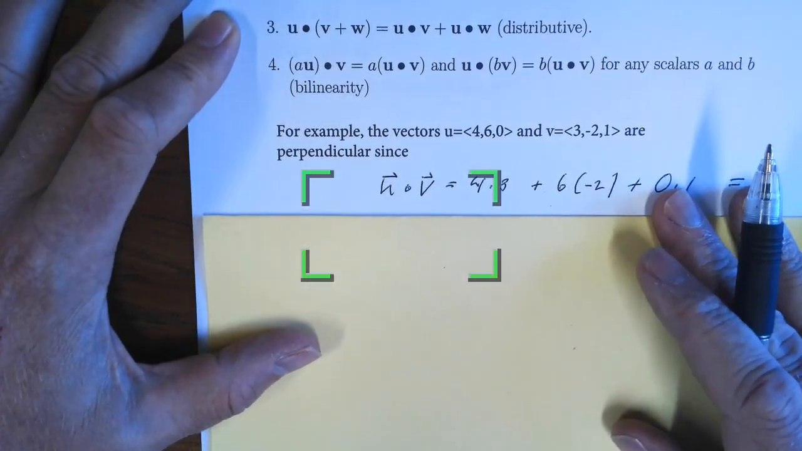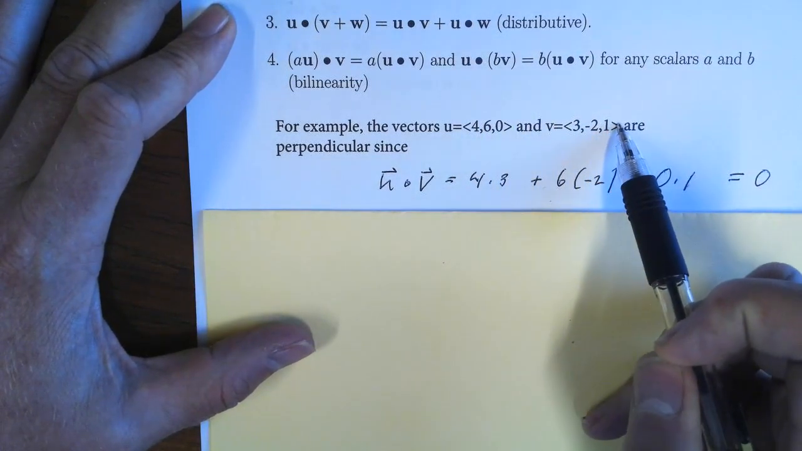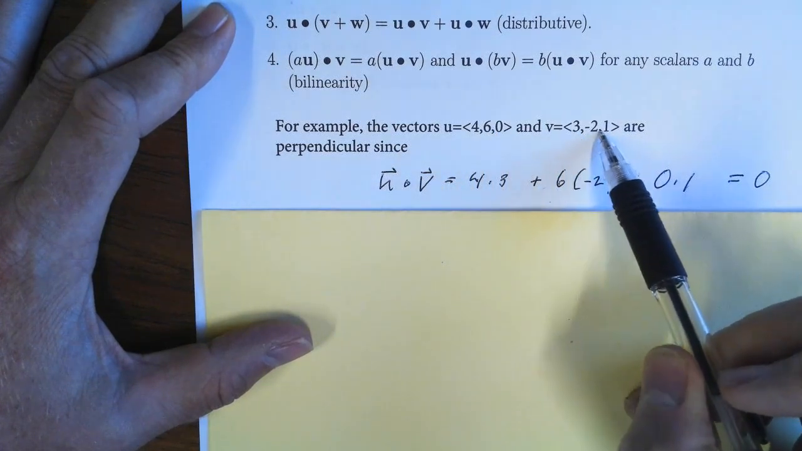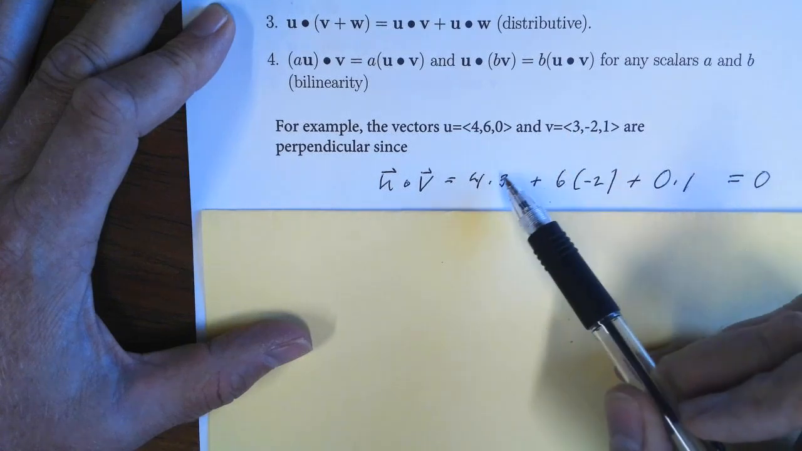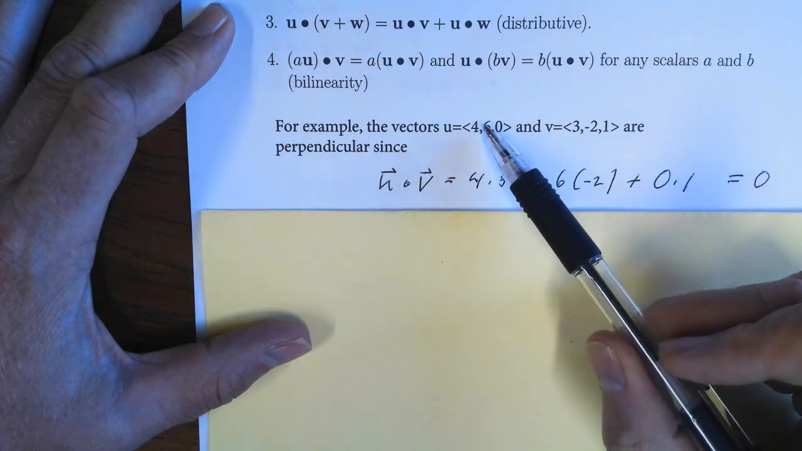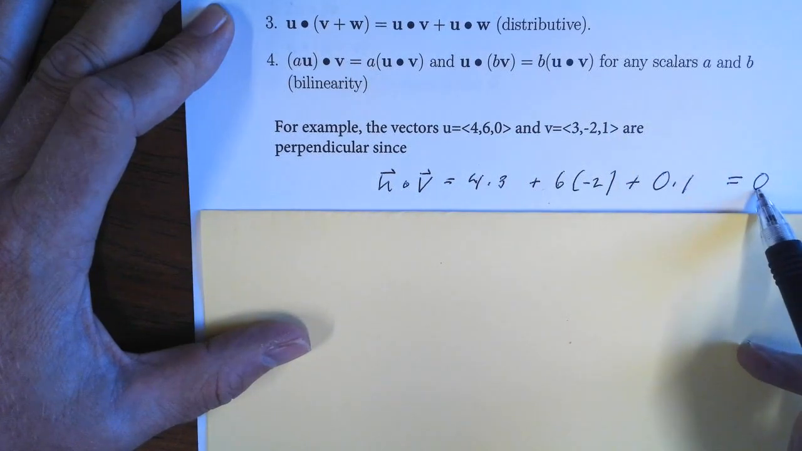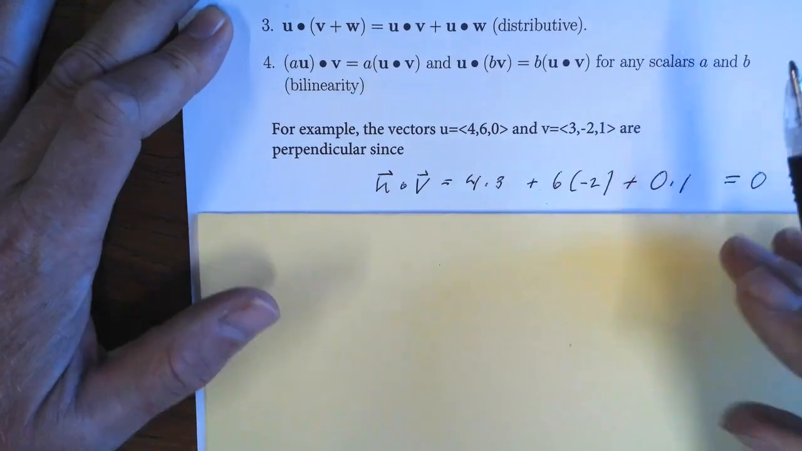So taking a look at a couple examples, suppose we look at the vectors 4, 6, 0, and 3, negative 2, 1. If I want to compute the dot product of these two vectors, because I have them in component form, multiply the corresponding components, 4 times 3, plus 6 times negative 2, plus 0 times 1, I get 0. So that tells me that these two vectors are perpendicular. They form a right angle.